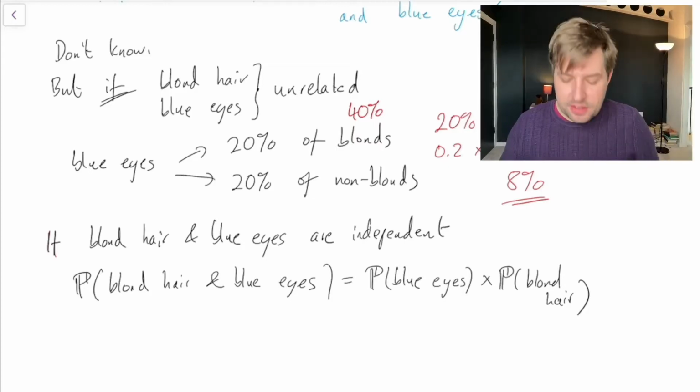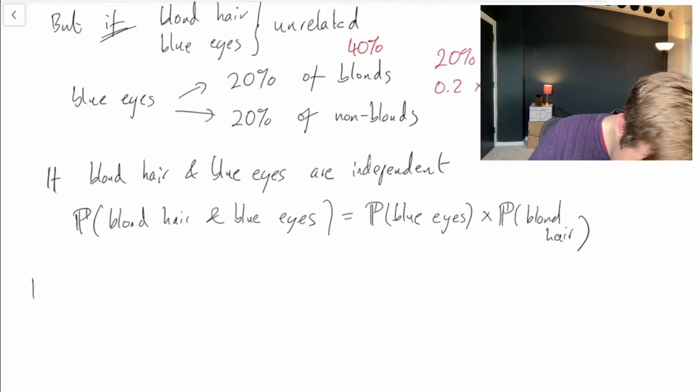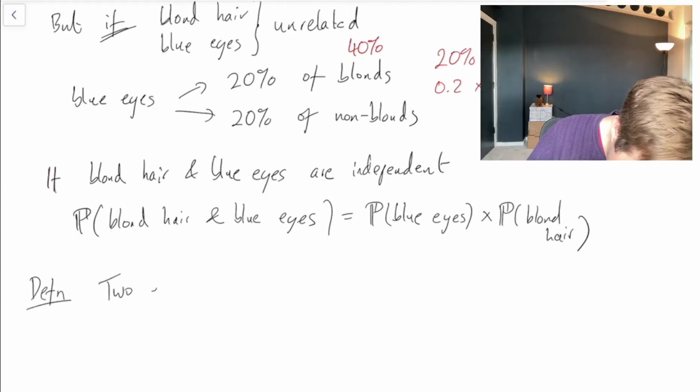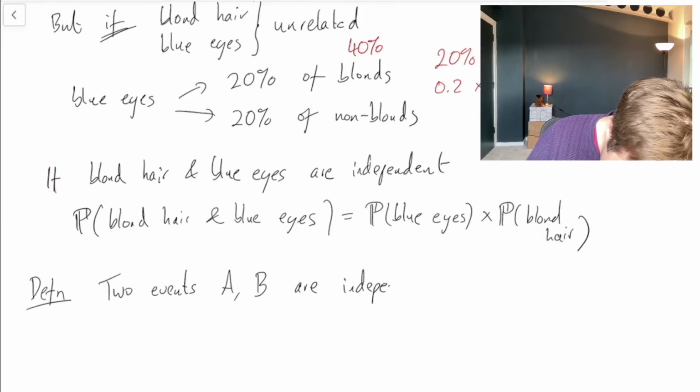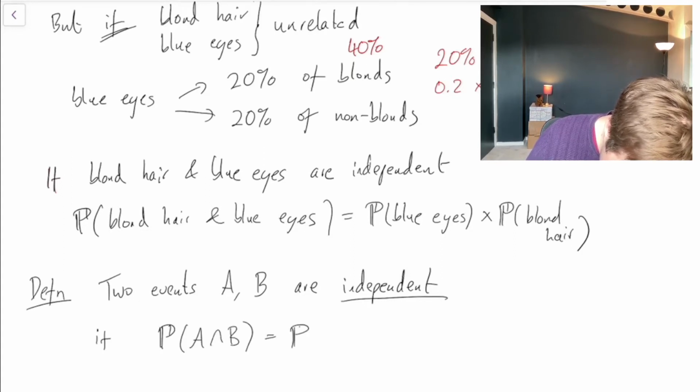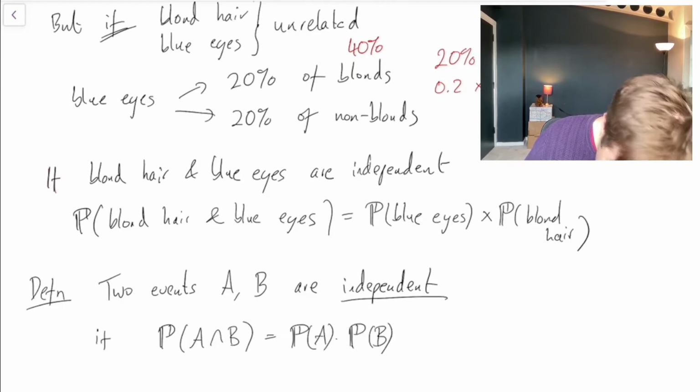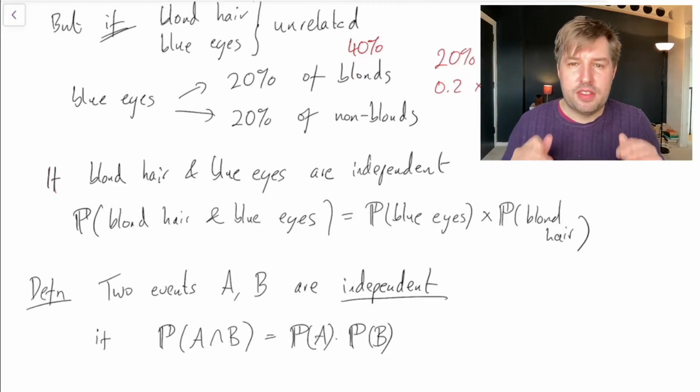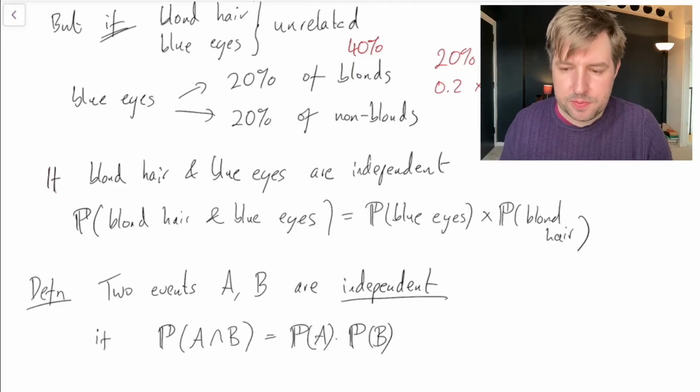So let's write that as a proper definition. So the definition is two events A, B are independent if the probability of both of them happening is the product of the individual probabilities. Okay, so that's the definition of independence.